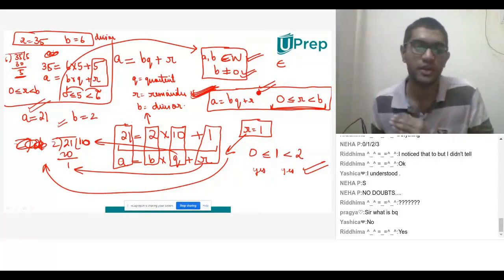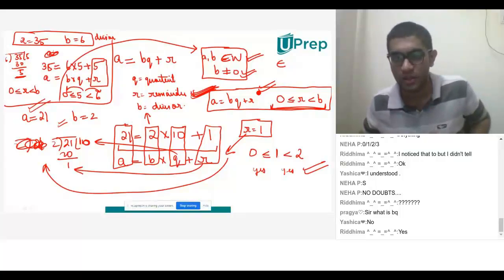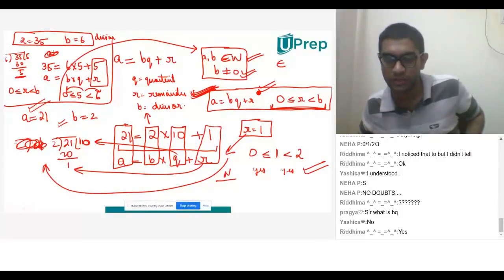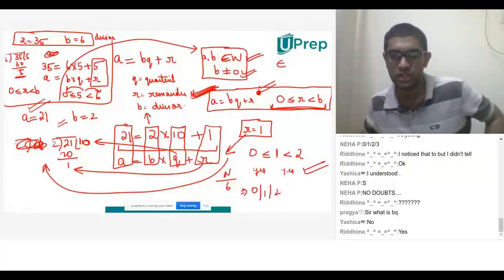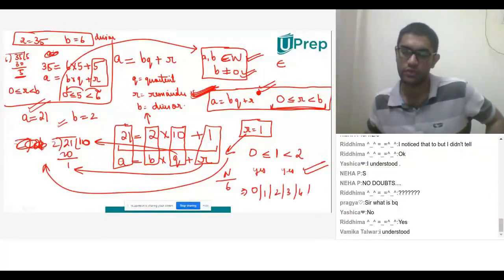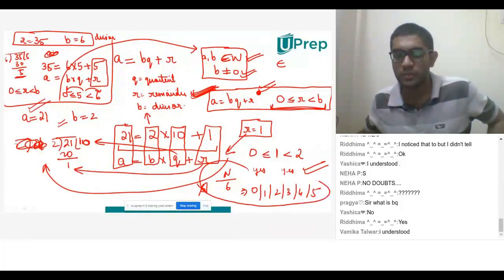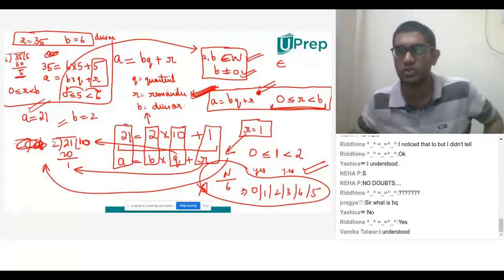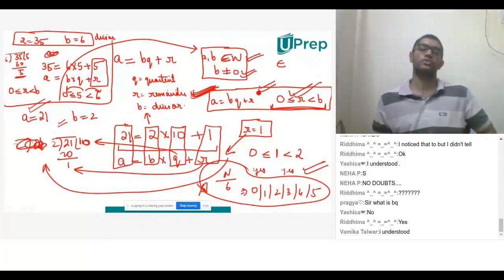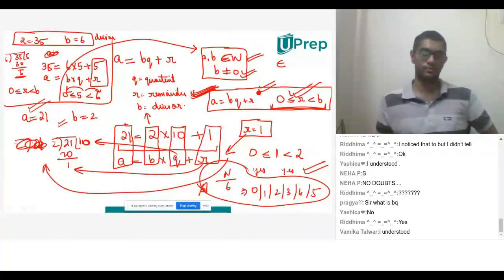What were the possible remainders? Guys, what are the possible remainders that we get when we divide a number by 6? It can either be 0, 1, 2, 3, 4, 5. Can it be 6? No. This is what we understood in the previous slide with the help of examples. That is exactly what he's trying to tell us by writing this. Is this now clear, guys?